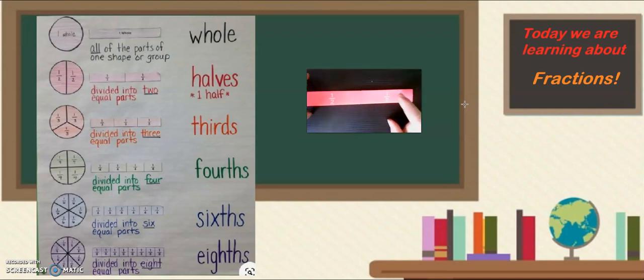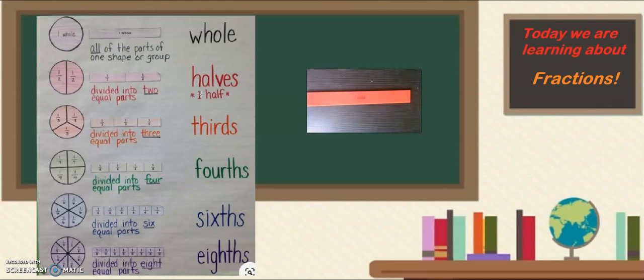1/2, 2/2. When we have something and we cut it in half, into 2 pieces, we have halves. So right now I have 1/2 and now I have 2 halves, or together that makes 1 whole.